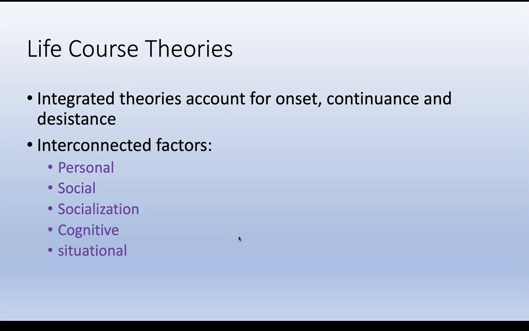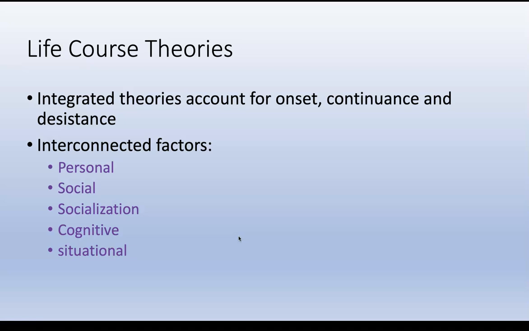Life course theories in general are the much more integrated theories. And we're going to talk a lot more about integrated theories next week. They look at onset, continuance, and desistance. So the factors that account for why somebody starts, and then why somebody continues a criminal career, and then finally why they desist. So clearly, for a career criminal, just on the face of it, there are a lot of interconnected factors.